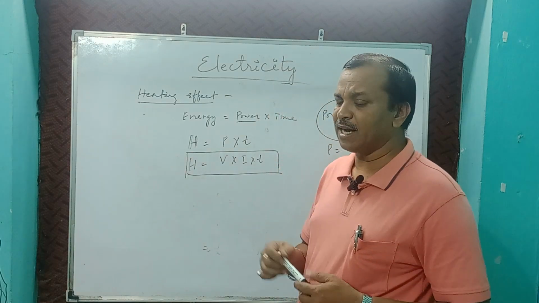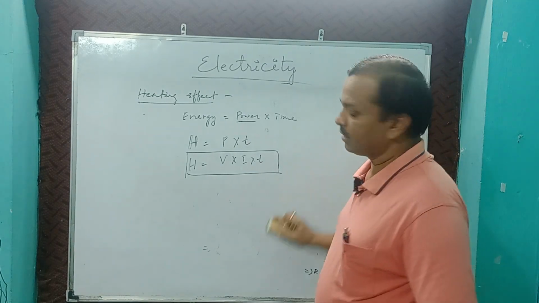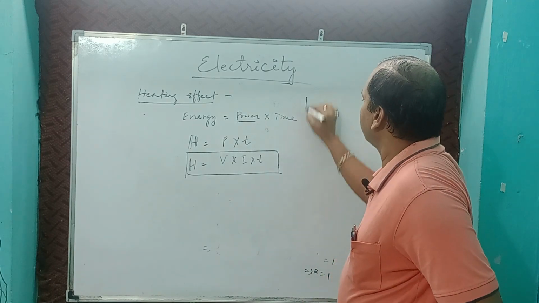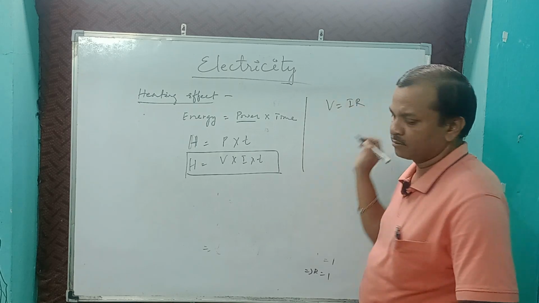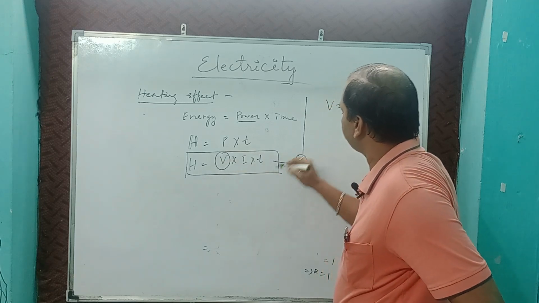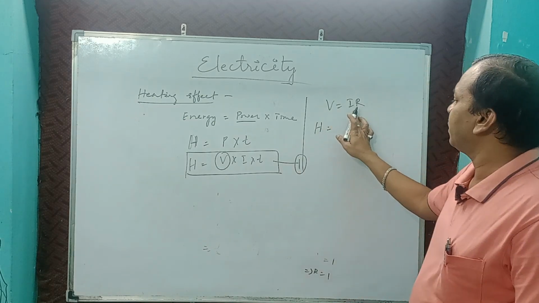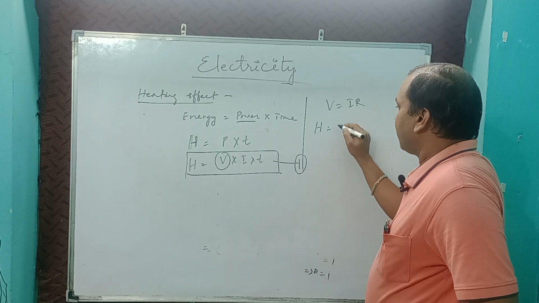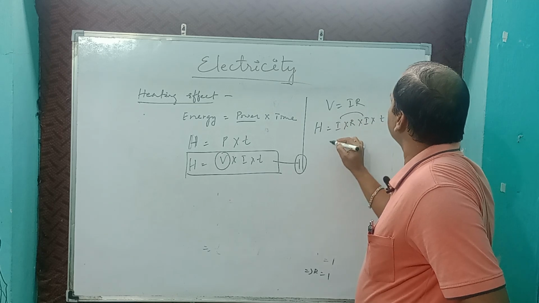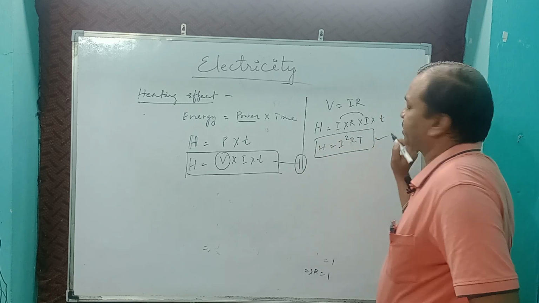How much heat energy will be generated? We can find out from here. H is equal to VIT. Clear? According to Ohm's law, V is equal to IR also. Suppose we take this equation 1. So what will H be here? Put V is equal to I into R. Then instead of V, what can I write? I into R into I into T. So I into I is equal to I square. So H is equal to I square R T. This is the second formula for heat.